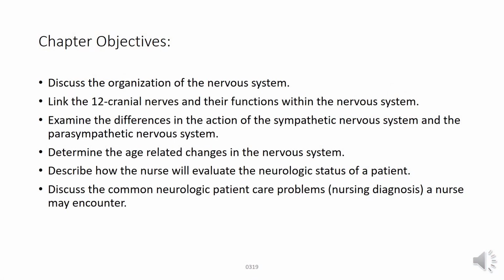Objectives for this chapter are: the student should be able to discuss the organization of the nervous system. You should be able to link the 12 cranial nerves and their functions within the nervous system. You should be able to examine the differences in the action of the sympathetic nervous system and the parasympathetic nervous system. You should be able to determine the age-related changes in the nervous system, describe how the nurse will evaluate the neurologic status of a patient, and be able to discuss the common neurologic patient care problems a nurse may encounter.